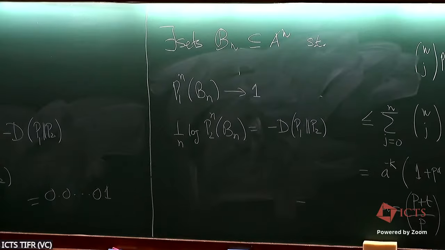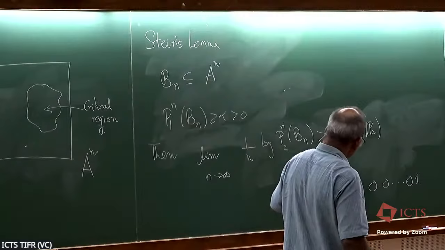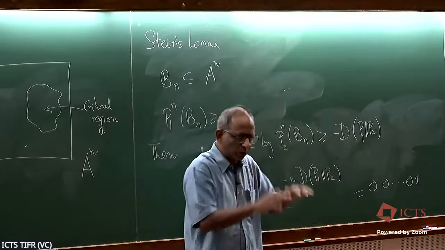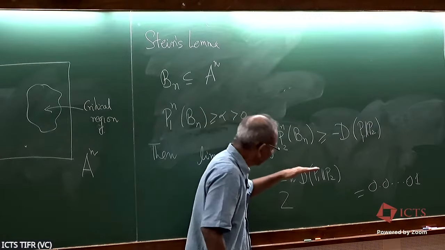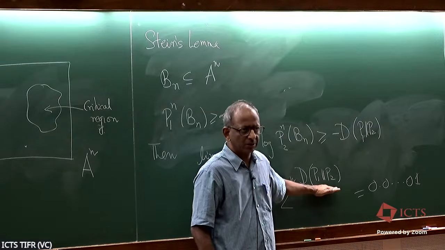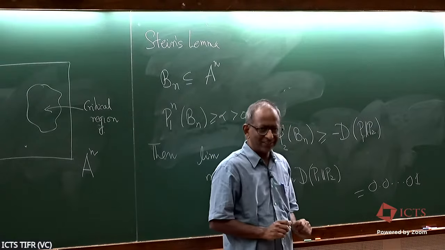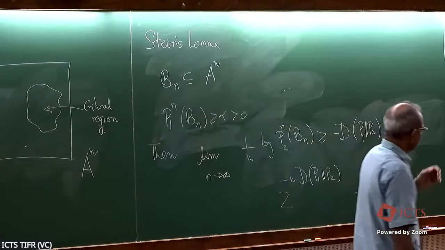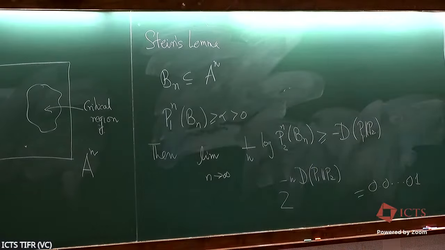So for large n, the efficiency of hypothesis testing, the number of samples you need to drive down your error probabilities, is determined exactly by the relative entropy between P1 and P2. Is that okay? Questions? That's right. This is true, but we'll have to define things properly.